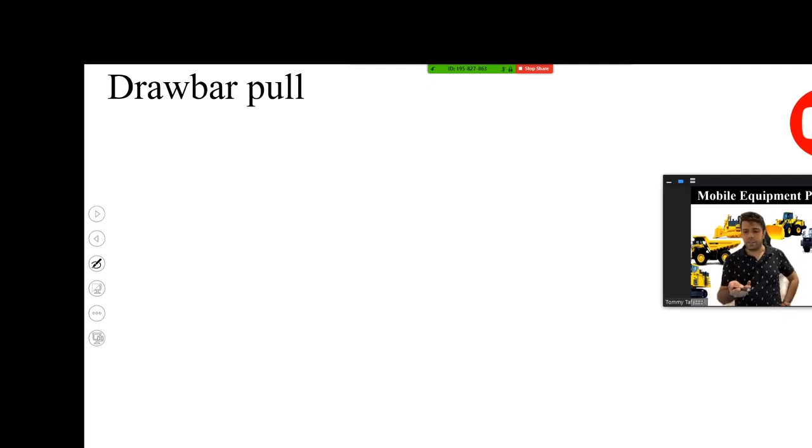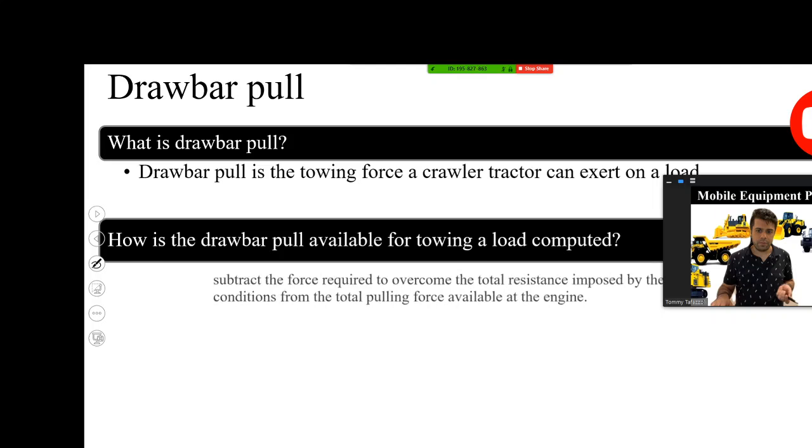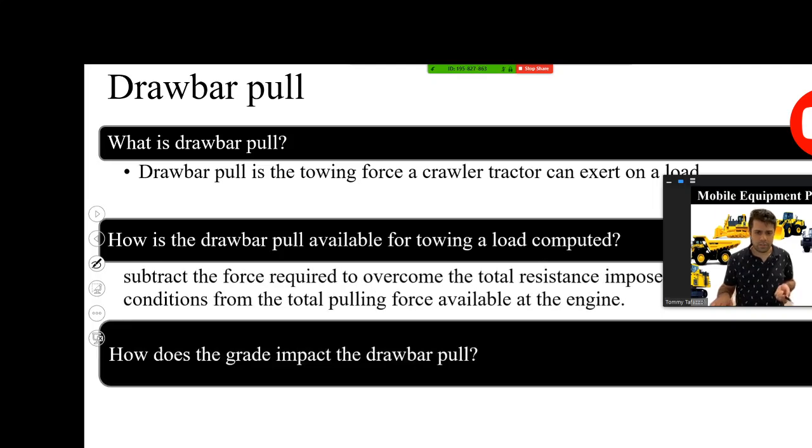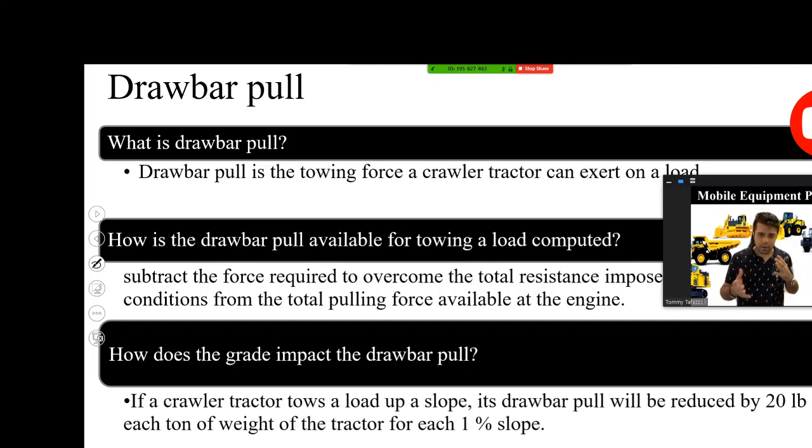Another force that we talked about is the drawbar pull, the power of the machine to drag or draw a load. So how does the grade impact the drawbar pull? The grade is related to drawbar pull, right? If you're dragging a load on a level surface, you probably will need less power compared with when you're dragging it up a hill, okay? But how exactly are they related? So here is the estimate.